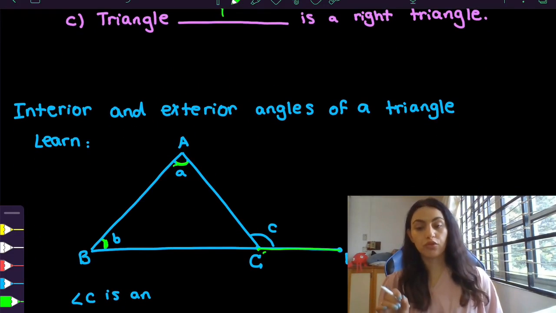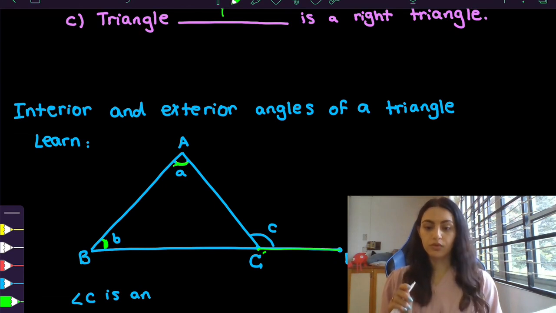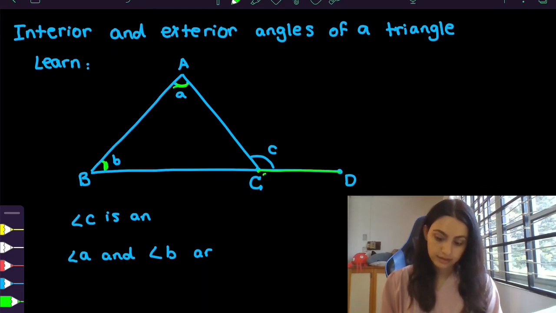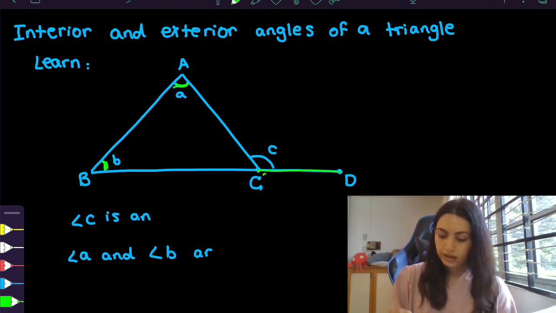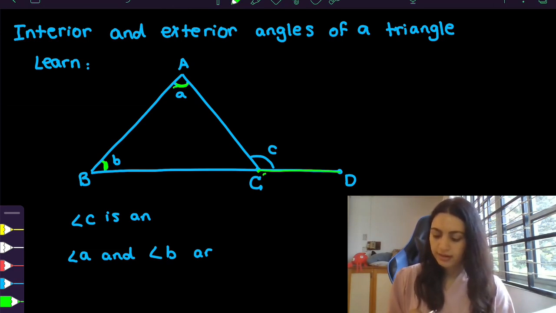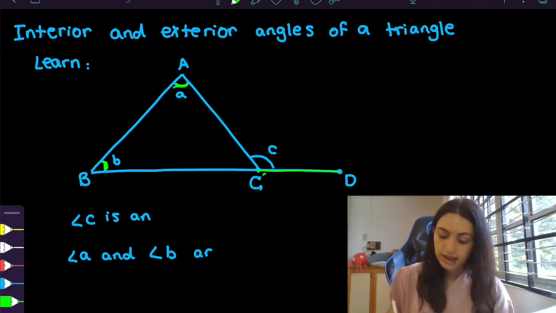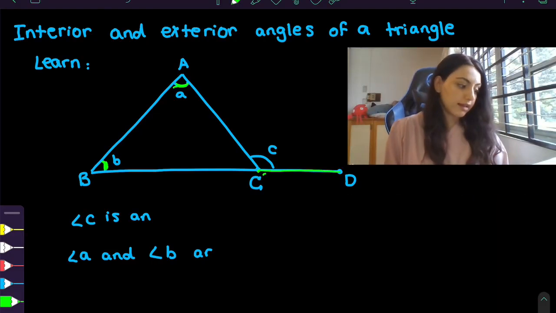Now I'm going to introduce you to two names that we use when we're working with triangles: interior and exterior angles of a triangle. Okay, this is a new lesson, but related to what we're talking about. So you see a triangle ABC, and from C, the line goes straight to the right, and you see a CD line, correct? And at C, you see an angle outside the triangle. So because it's outside, we say angle C is an exterior angle of triangle ABC.